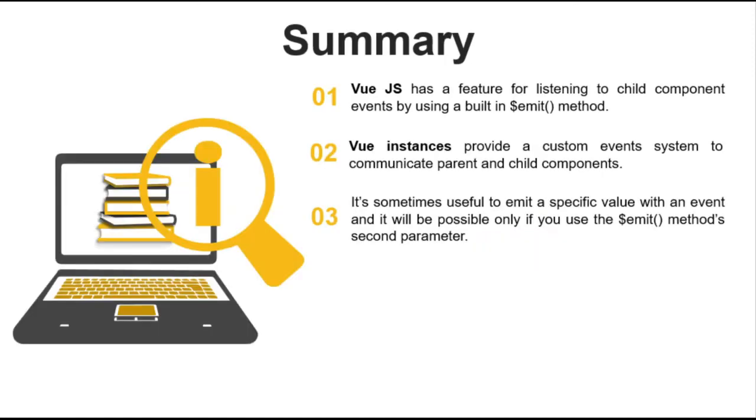In summary, we could say that Vue.js has a feature for listening to child component events by using a built-in emit method. Vue instances provide a custom event system to communicate between parent and child components. It's sometimes useful to emit a specific value with an event and this will be possible only if you use the emit method's second parameter.